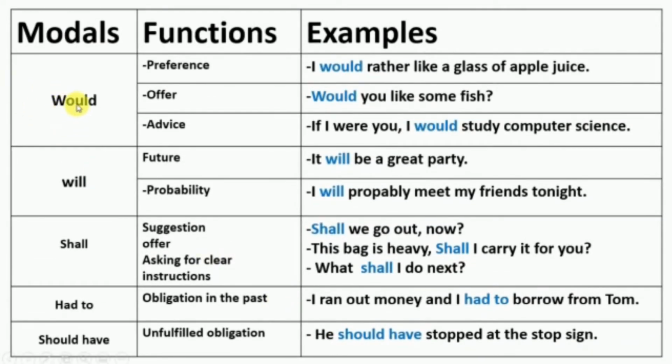And would can express preference, تفضيل. I would rather like a glass of apple juice. Offer, العرض. Would you like some fish? كتعرض على شي واحد. Would you like some fish? Advice. If I were you, I would study computer science. Will here expresses future. It will be a great party, so it can be used to talk about the future. Probability. I will probably meet my friends tonight.